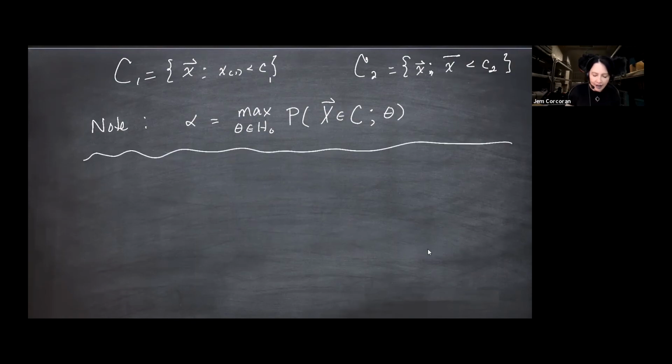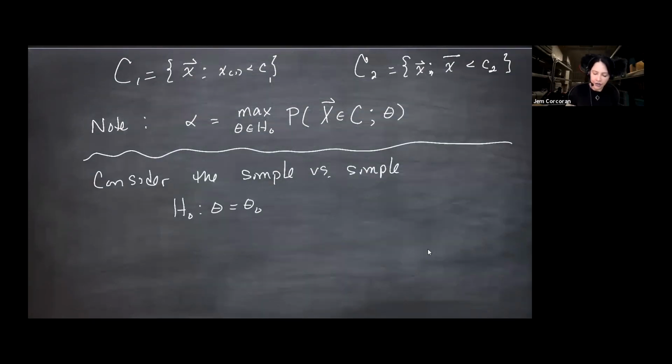So consider the simple versus simple hypotheses, some null hypothesis that theta equals a theta naught versus an alternative that theta equals some theta 1. And obviously, you can't have those numbers equal. I guess you could, but no, you can't. It doesn't make any sense.